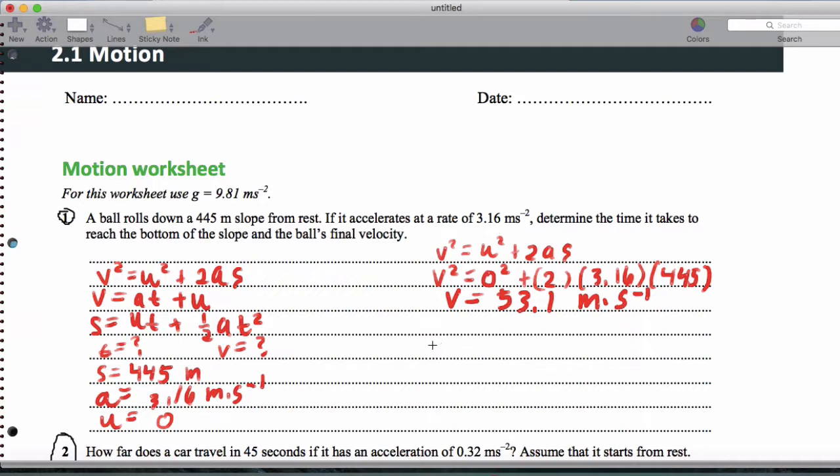And then the time it takes, a couple ways we can do this. I could recycle the formula. In fact, I think I will go ahead and do that now. v is at plus u. So that's going to be 53.1 equals 3.16 times t plus 0. And so the time to hit the bottom works out to 16.8 seconds. So that's question number 1.